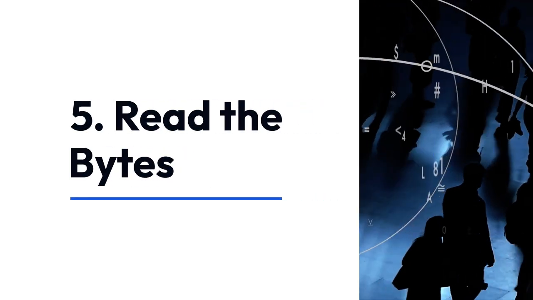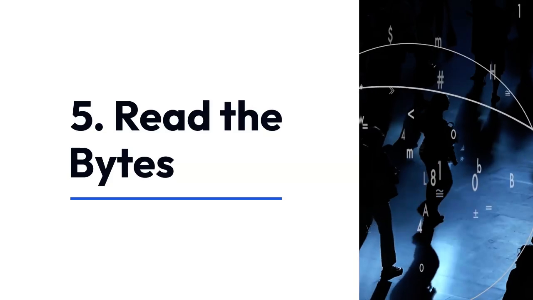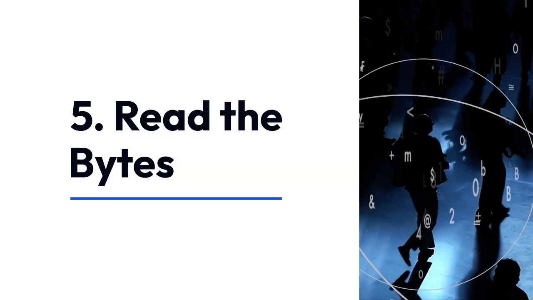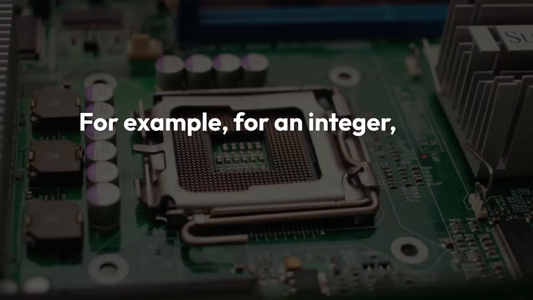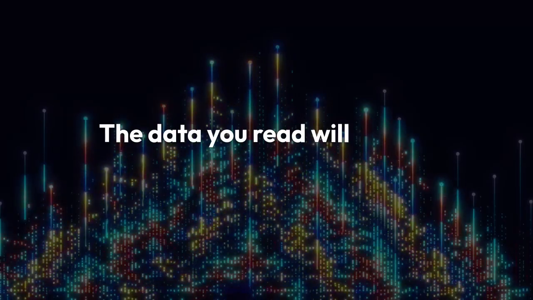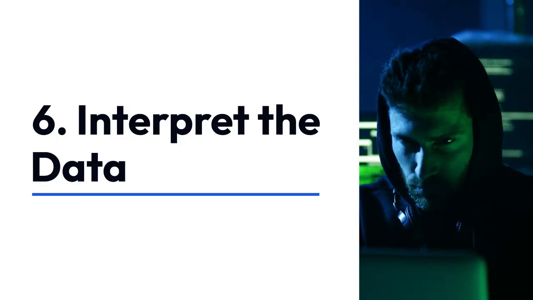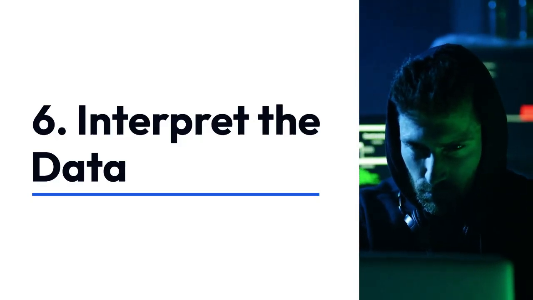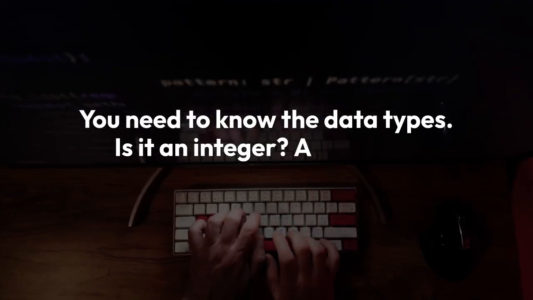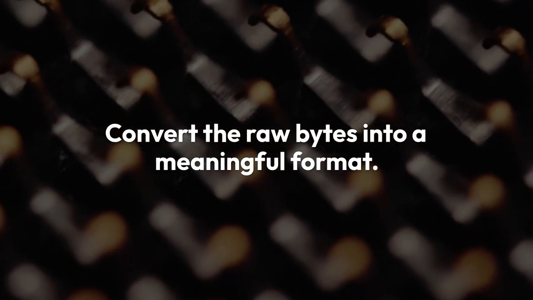5. Read the bytes. After seeking, you read a specific number of bytes. You need to know how much data you expect. For example, for an integer, read 4 bytes. For a string, read until a null terminator. The data you read will be raw binary. 6. Interpret the data. This is where your knowledge of the target program helps. You need to know the data types. Is it an integer? A string? A pointer? Convert the raw bytes into a meaningful format.